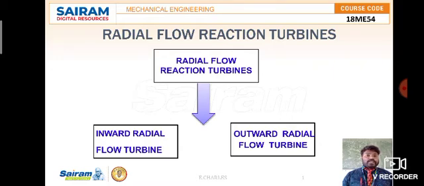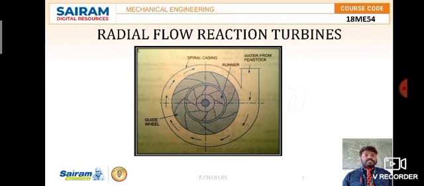Radial flow reaction turbines are classified into two types. One is the inward radial flow turbine, and the next one is the outward radial flow turbine. So this is based on the movement, how the water comes, whether from outward to inward or inward to outward. Based on that, the radial flow differs. So we will see in detail what the difference is between the inward radial flow and outward radial flow turbines.